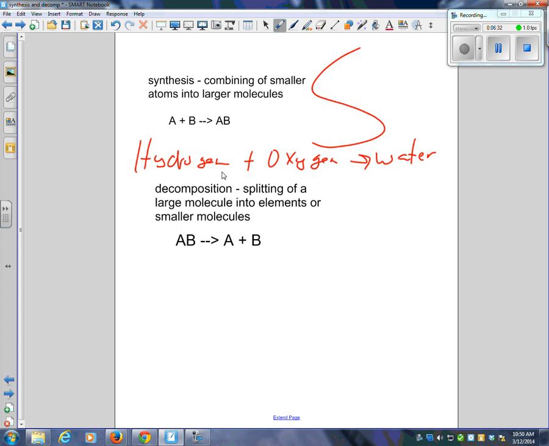Let's flip down to decomposition reactions. Decomposition reactions involve the splitting of a large molecule into elements or smaller molecules. Decomposition reactions have the following general formula: AB gives you A plus B. In other words, if you've got one thing on the left and more things on the right, then that's quite likely an example of decomposition, breaking down.